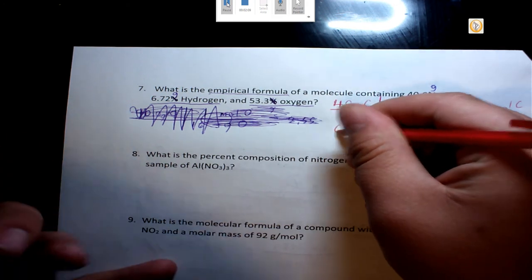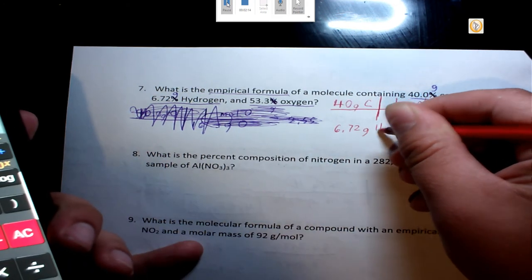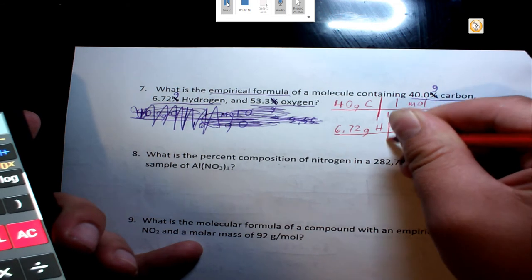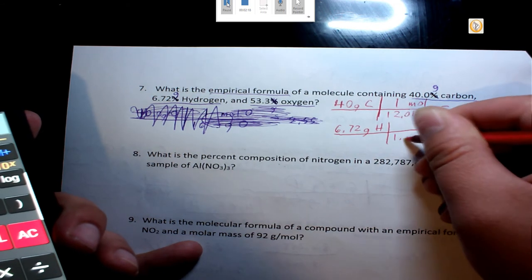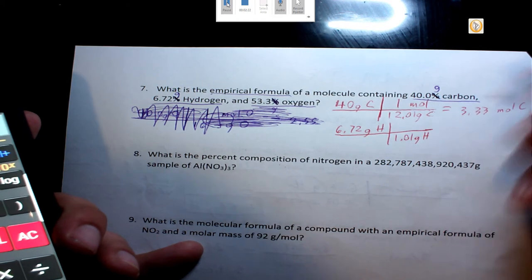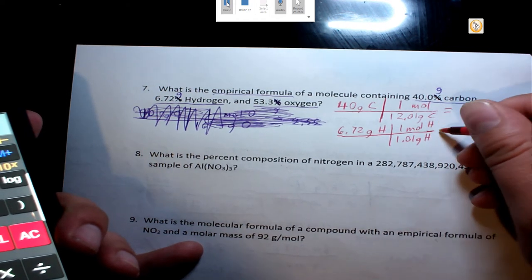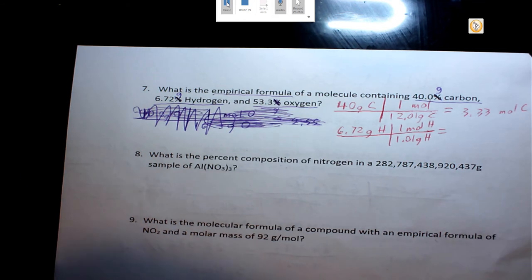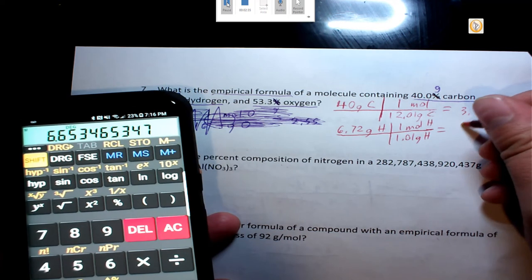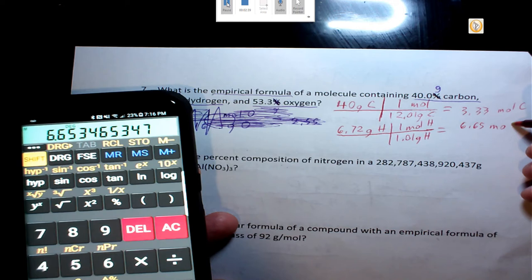So now let's do the same thing for hydrogen here. We have 6.72 grams of hydrogen. Hydrogen weighs 1.01 grams per 1 mole of hydrogen. Again, this is just stuff you can find in the periodic table. So 6.72 divided by 1.01 gives us 6.65 moles of hydrogen.